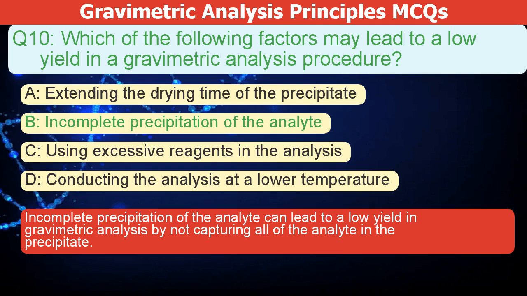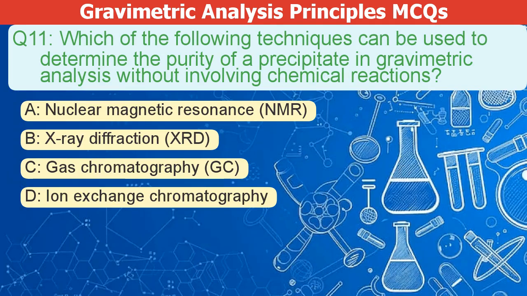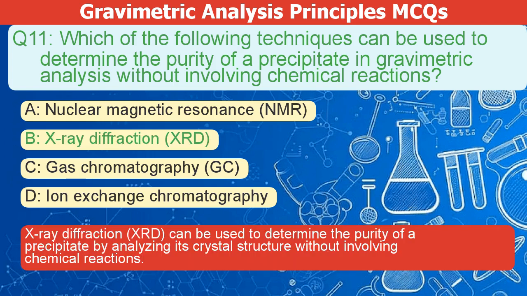Which of the following techniques can be used to determine the purity of a precipitate in gravimetric analysis without involving chemical reactions? A. Nuclear magnetic resonance, NMR. B. X-ray diffraction, XRD. C. Gas chromatography, GC. D. Ion exchange chromatography. The correct answer is B. X-ray diffraction, XRD, can be used to determine the purity of a precipitate by analyzing its crystal structure without involving chemical reactions.